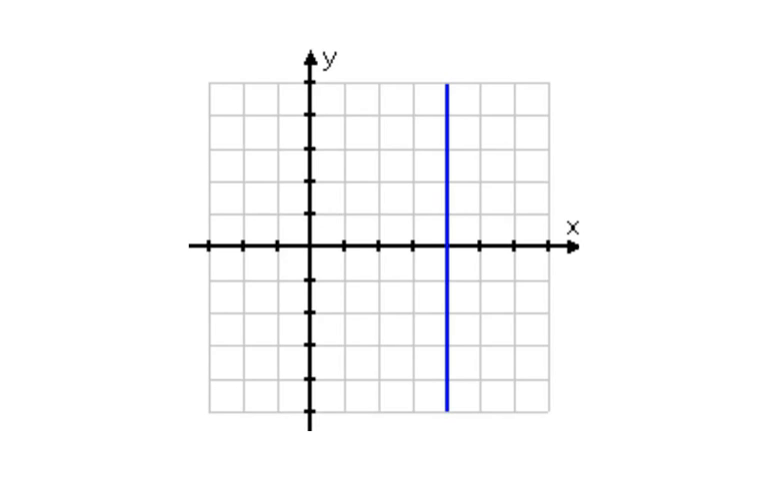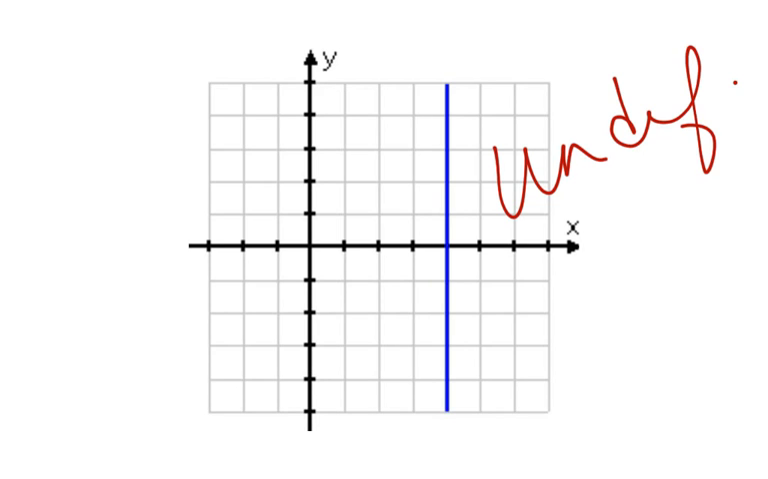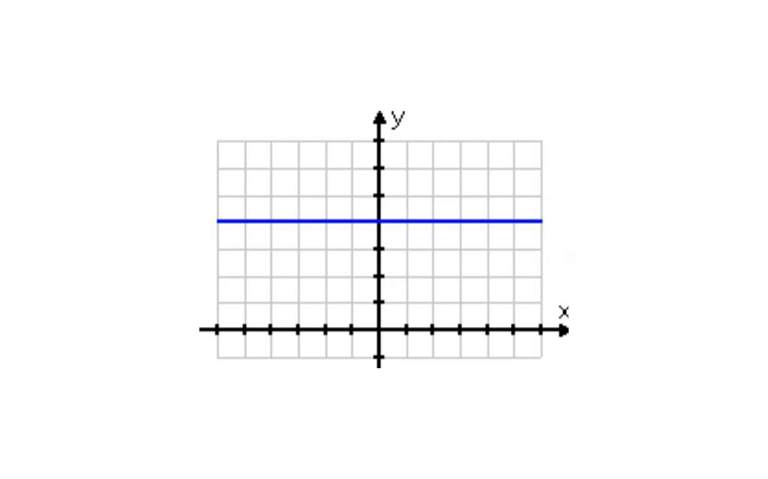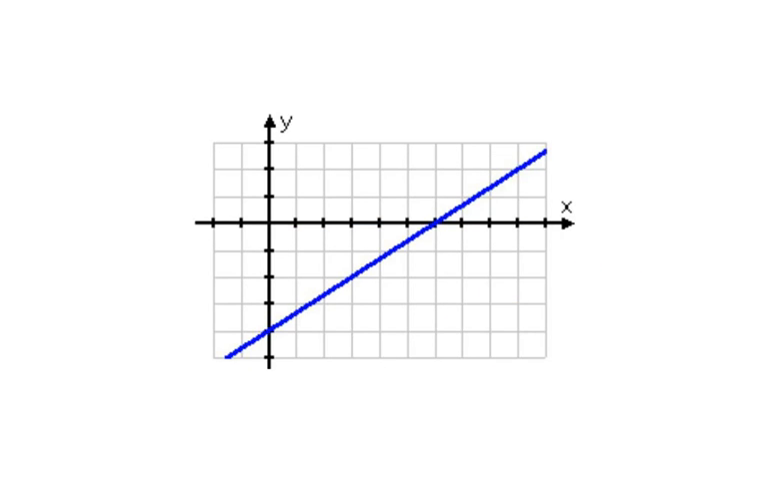This is a vertical line. Anytime you have a vertical line, your slope is undefined. This is a horizontal line. Anytime you have a horizontal line, your slope is 0. This line goes up to the right, so I know that it is positive.